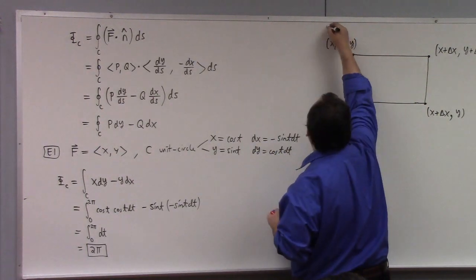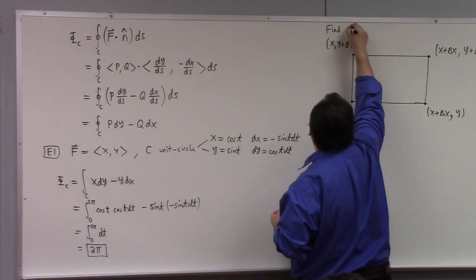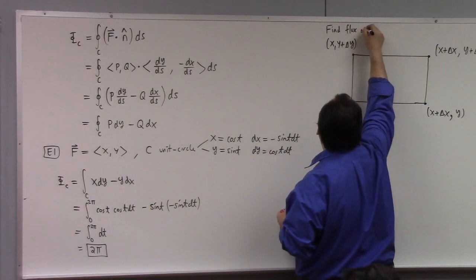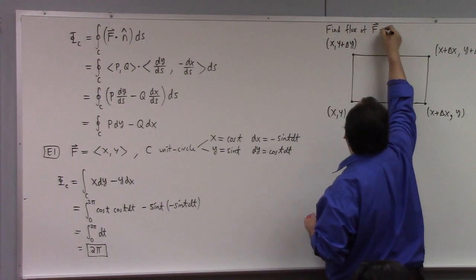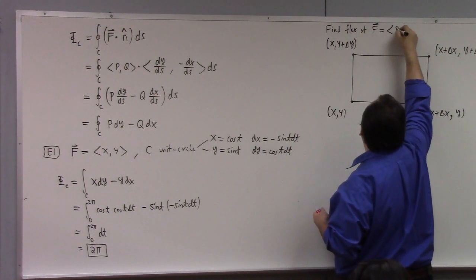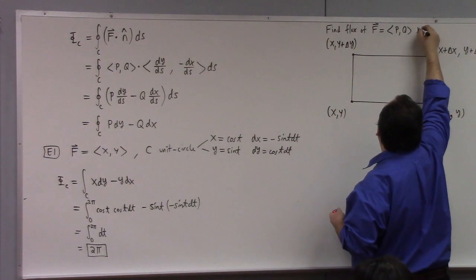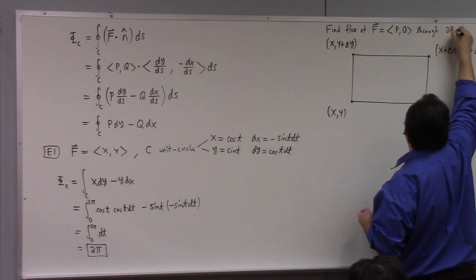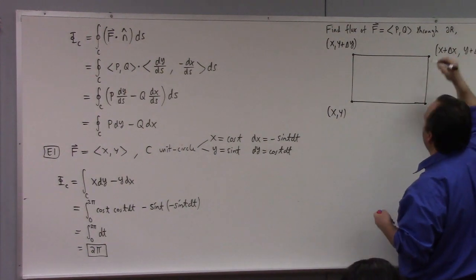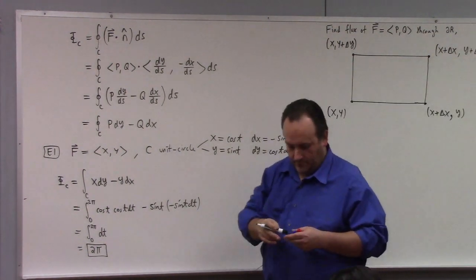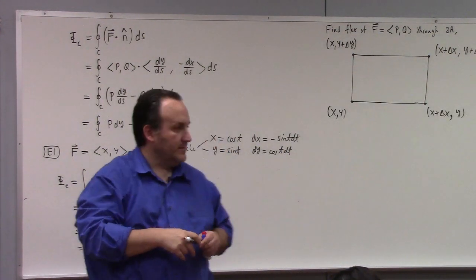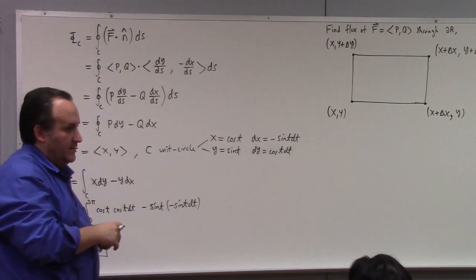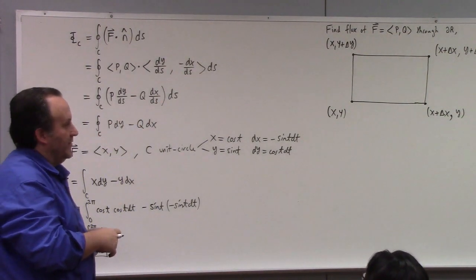So I'm trying to find the flux of F equal to P Q through the boundary of the rectangle. Is there something unclear? Oh no, this is a derivation.